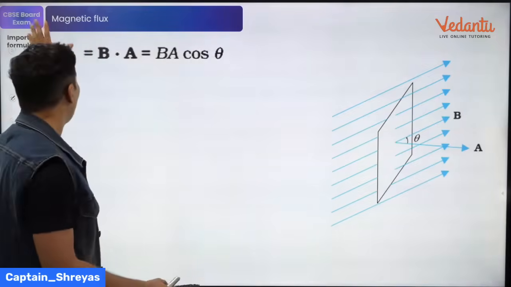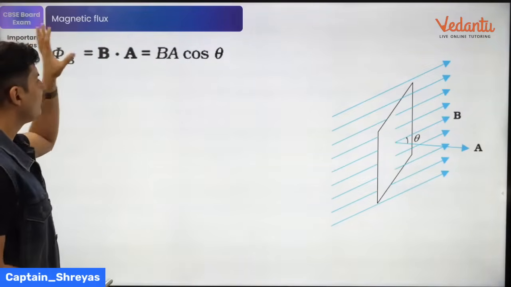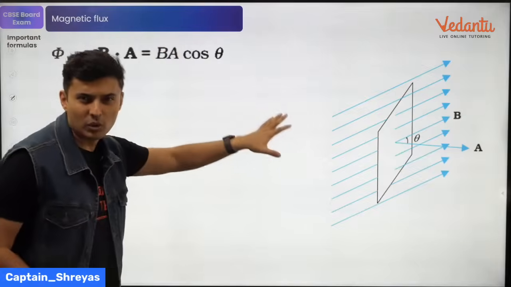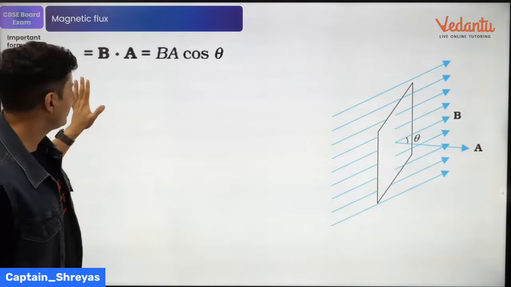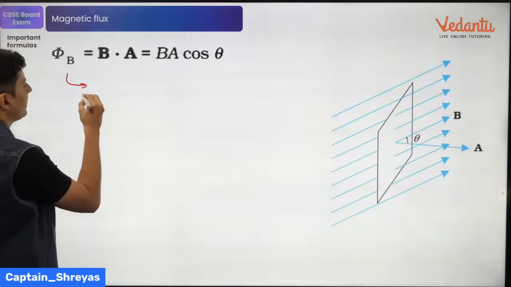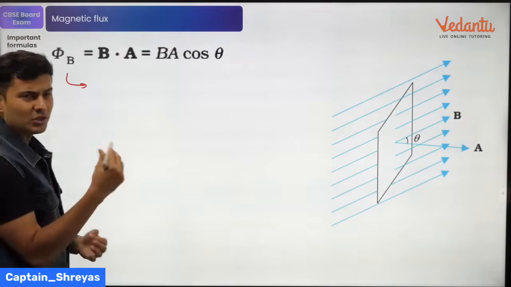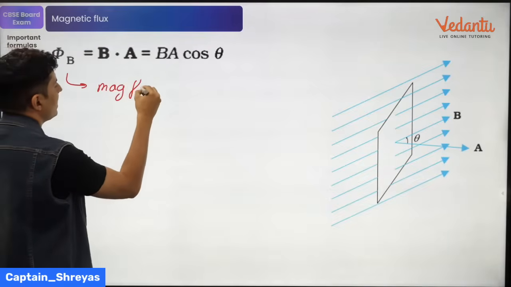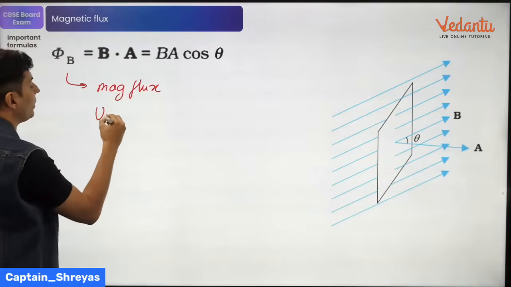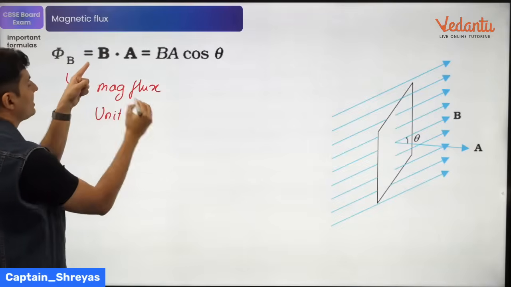The flux of magnetism passing through it will be field into area into cos theta, or just the dot product of field into area. One and the same thing. This is your magnetic flux. So remember, this symbol phi B is used for magnetic flux. And if I ask you what is the unit of it, it will be nothing but Tesla.